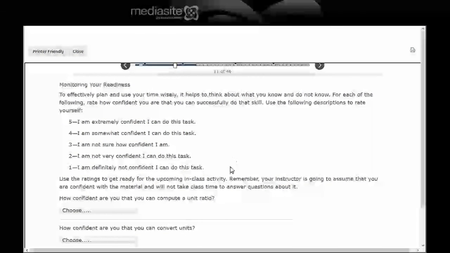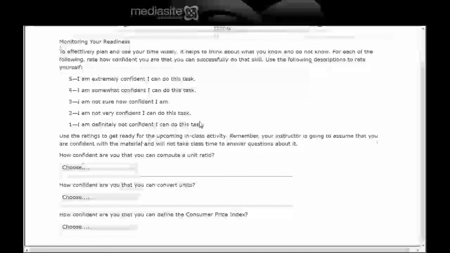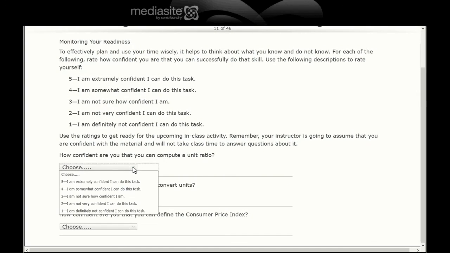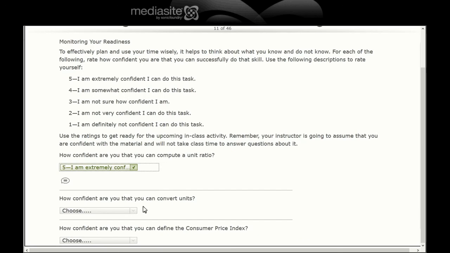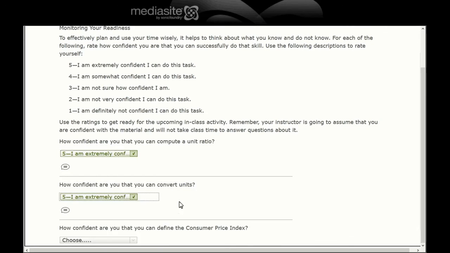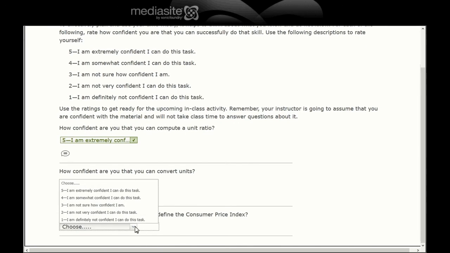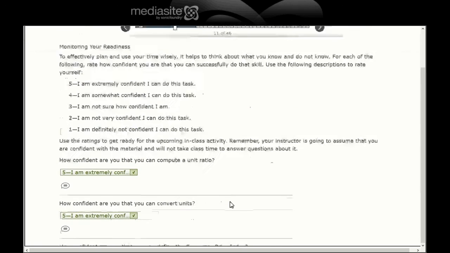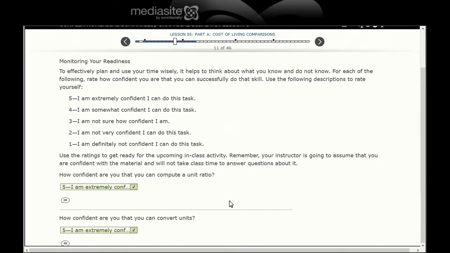Hey, it's our definition. How well do we? All right, let's see our confidence. Yes. Yes. Yes. Hopefully you're as confident too as I am.